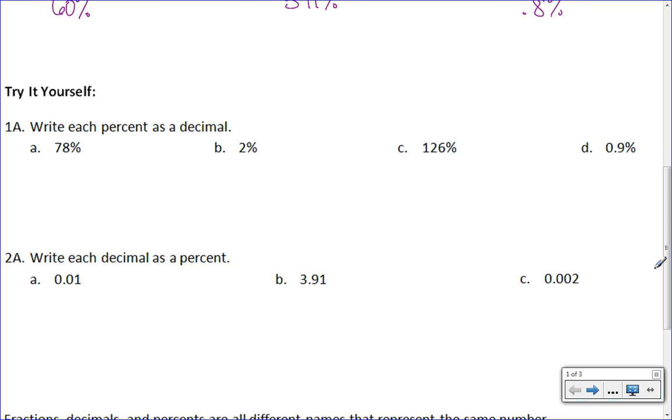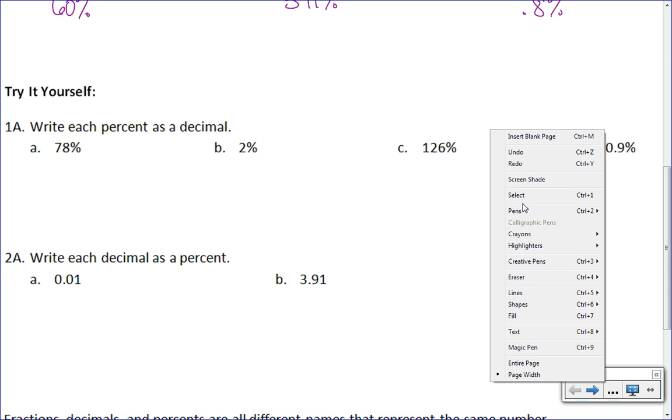And there are 2 sets of try it yourself problems. So go ahead and pause the video, work through those problems, make sure you show your work, and then when you're ready to check your answers, unpause the video and check your work.